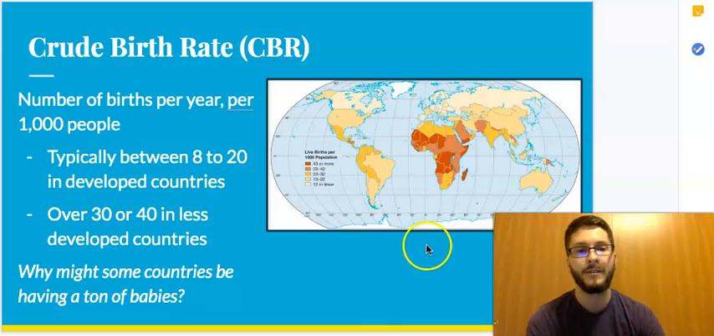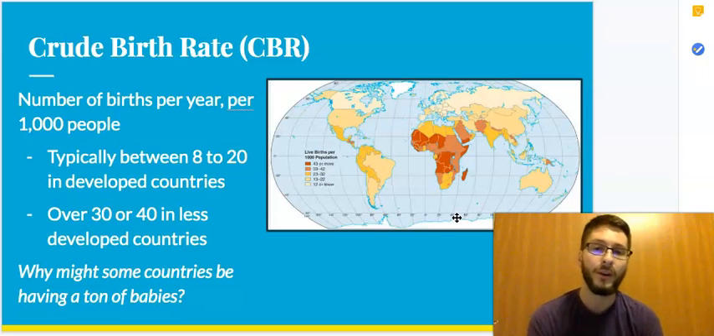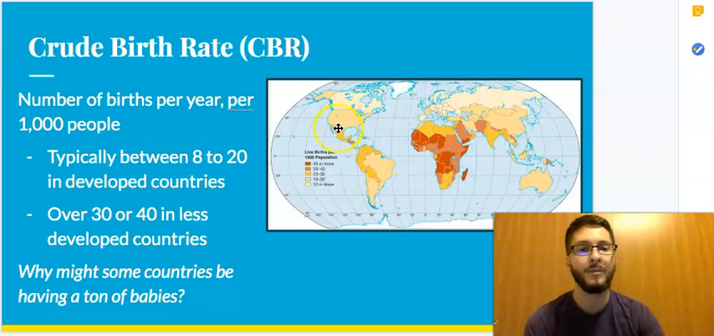But you're looking at parts of sub-Saharan Africa and the Middle East, seeing that the typical number of births per thousand people per year ends up being over 30 or maybe even over 40, whereas in the rest of the world we're talking about 8, maybe 15 or something like that.